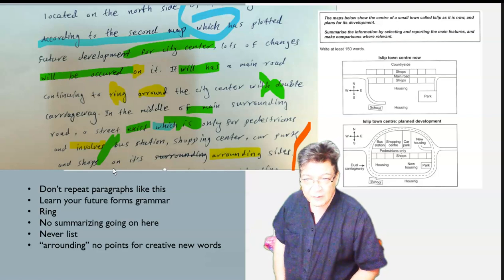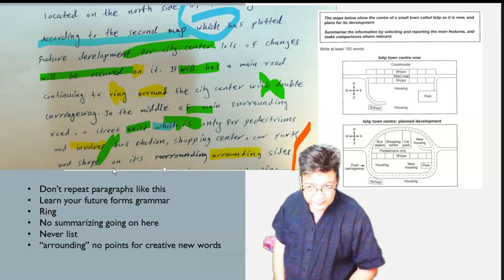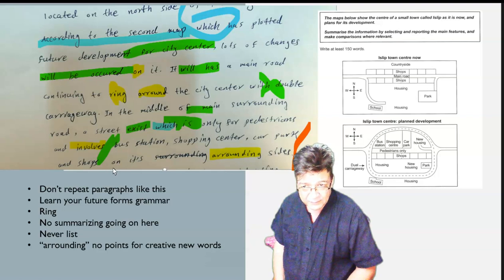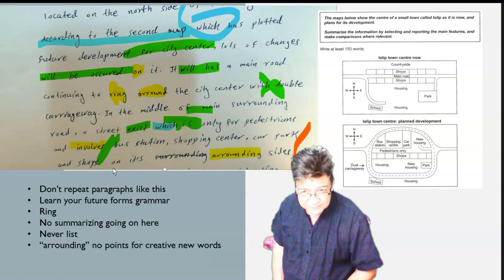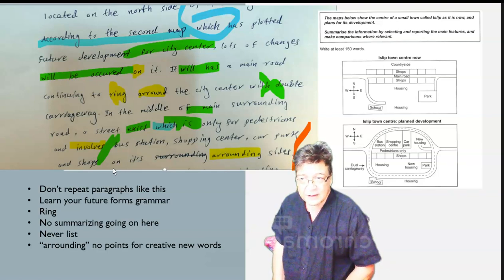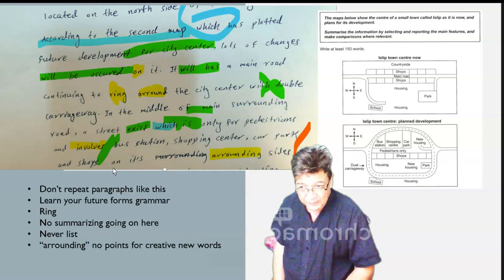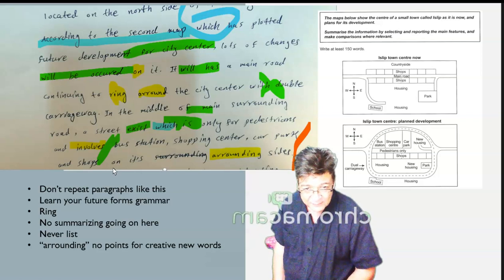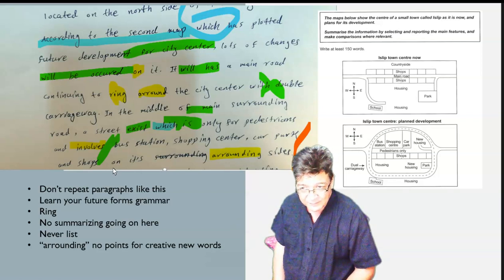Okay, "it will has a main road continuing to ring around the city center." Ring is not used as a verb. "To ring around." Ring around is spelled wrong. "With double carriageway." What's a double carriageway? What does that even mean? Okay, and then we don't really know where we are, but "in the middle of main surrounding road." What is that? What is main surrounding road? "In the middle of the main surrounding road, a street exists."